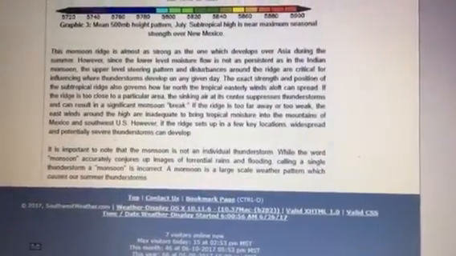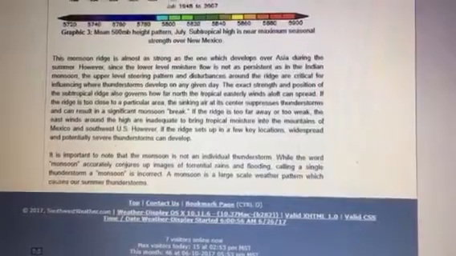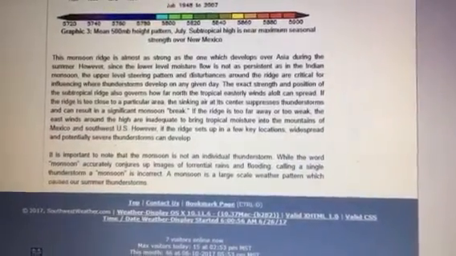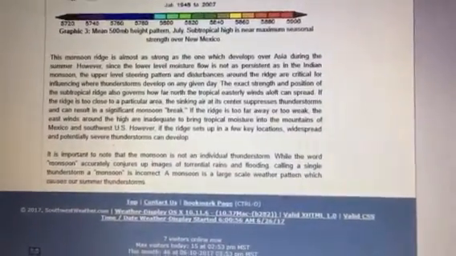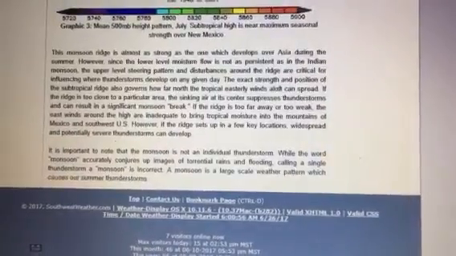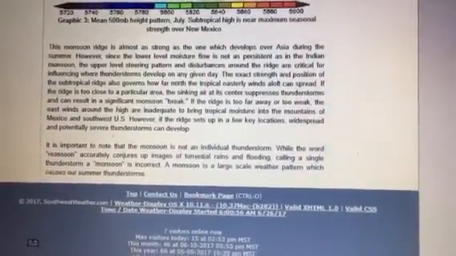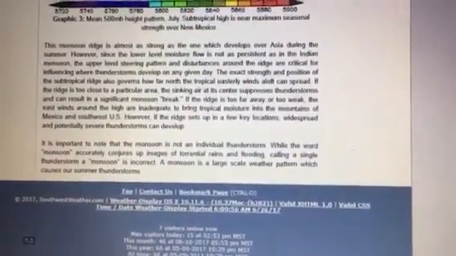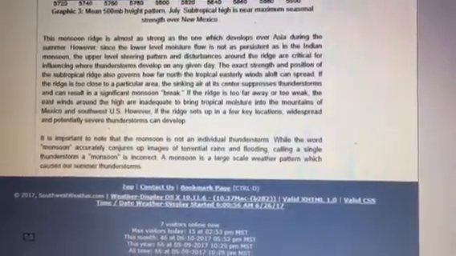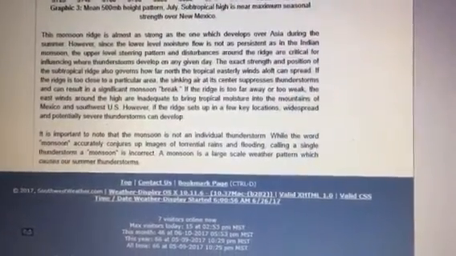The exact strength and position of the subtropical ridge also governs how far north the tropical easterly winds aloft can spread. If the ridge is too close to a particular area, the sinking air at its center suppresses thunderstorms and can result in a significant monsoon break.